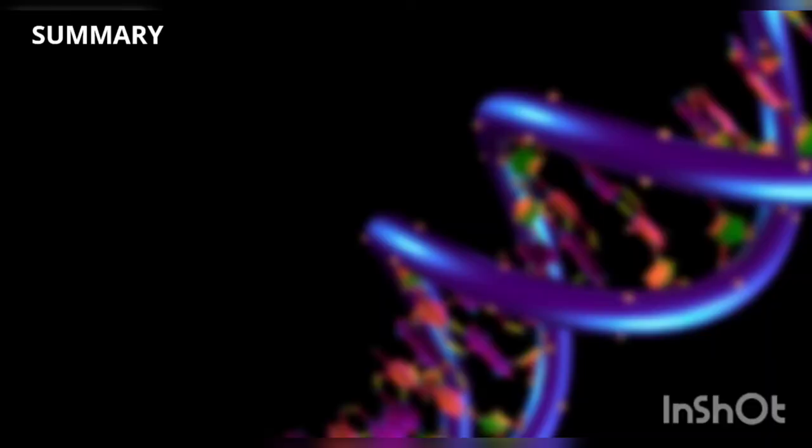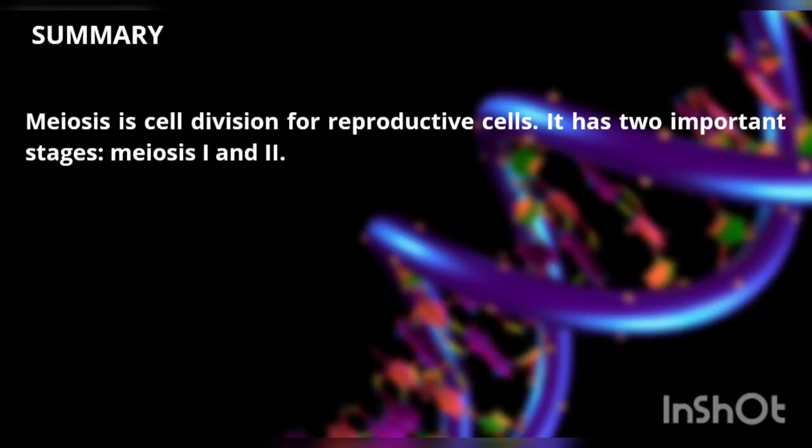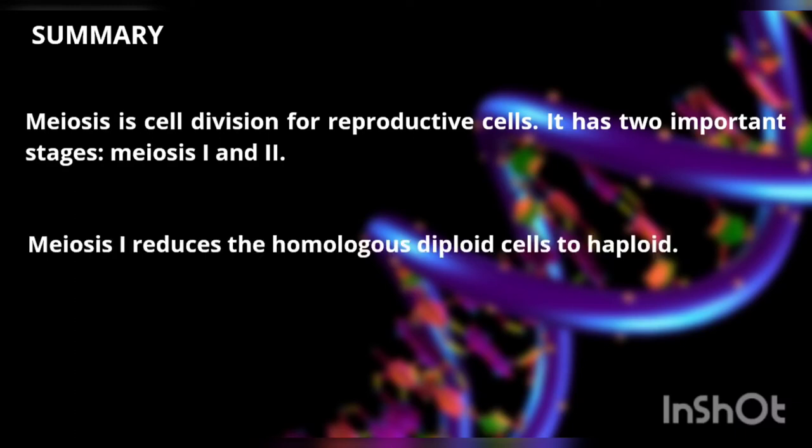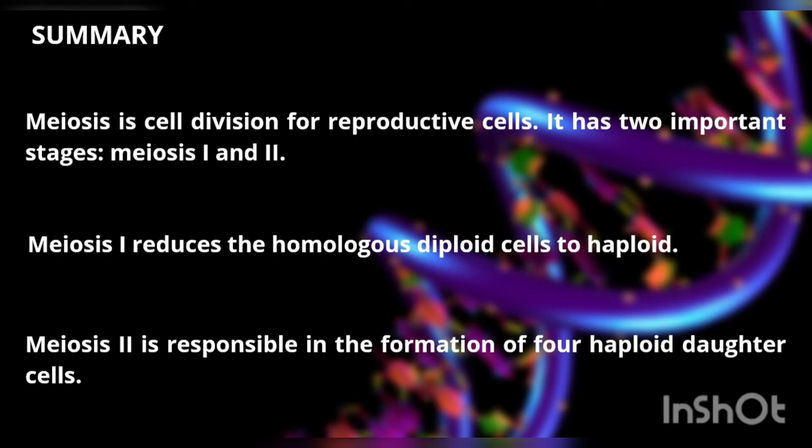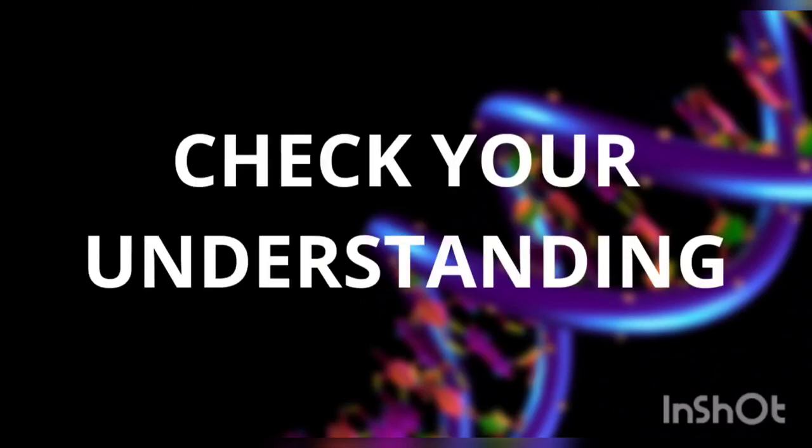Let's summarize what we have learned about meiosis. Meiosis is cell division for reproductive cells. It has two important stages, meiosis 1 and meiosis 2. Meiosis 1 reduces the homologous diploid cells to haploid. Meiosis 2 is responsible for the formation of four haploid daughter cells. You can watch this video lesson as many times as you want before you proceed with a quiz. At this point, let's check your understanding.